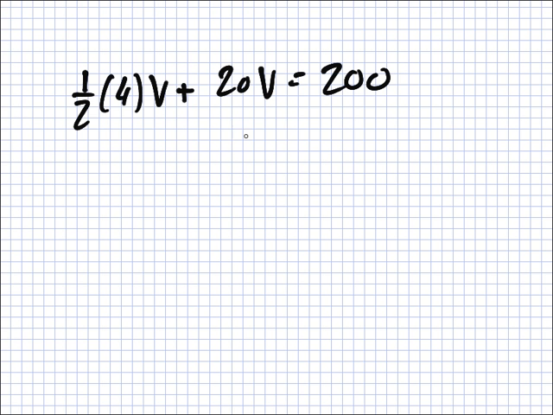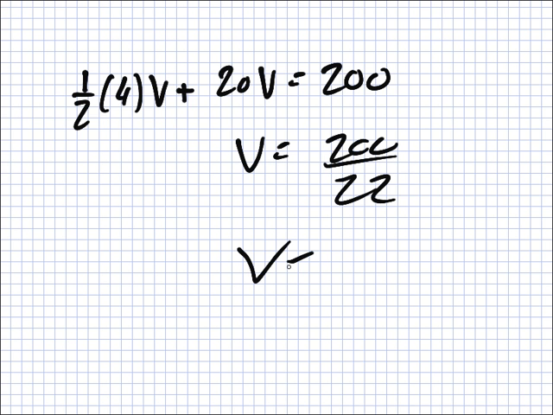Right, 5. What's the maximum velocity of the sprinter here? Okay, so it's a half times the base, which is 4, times the height, plus the other area, which is 20 times V. That should equal 200. Easy peasy. I should have given you many more questions.